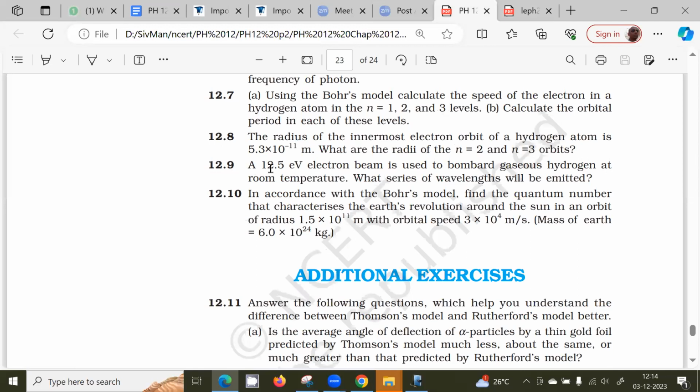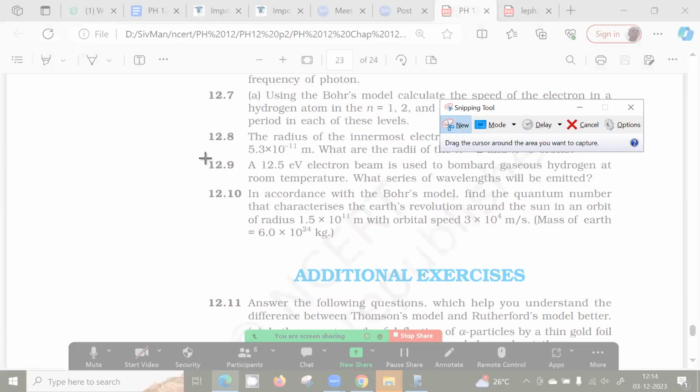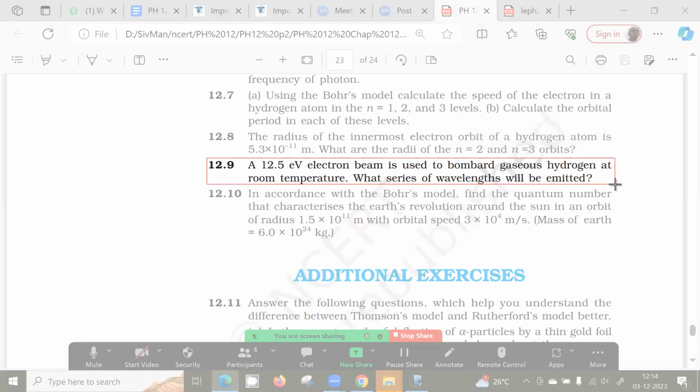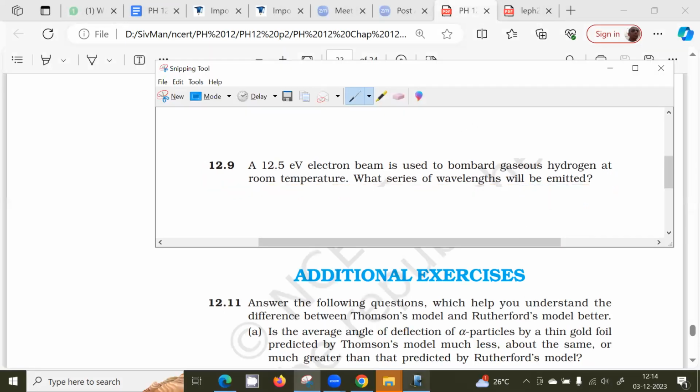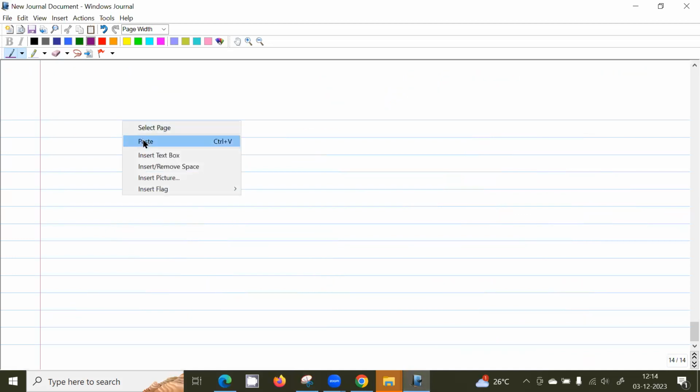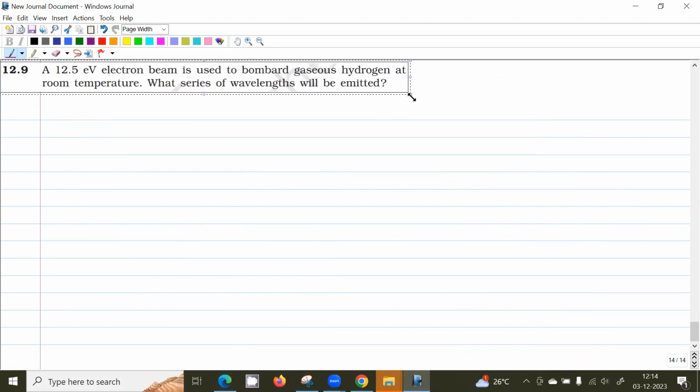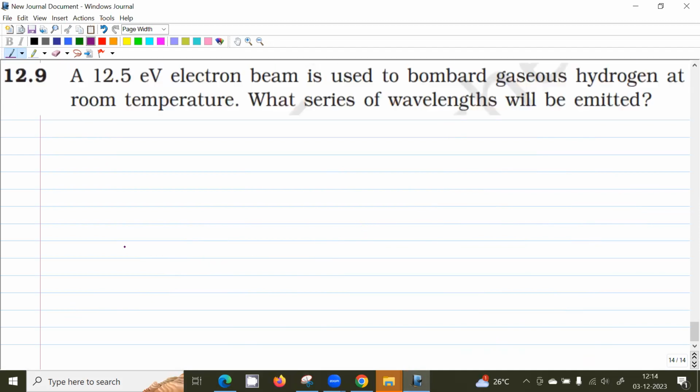Okay, next one. This is a little bit simple logic. 12.9. So the electron beam energy is this one. It bombards gaseous hydrogen, so a hydrogen atom: a single proton and a single electron. When nothing is happening, the electron will be in the ground state, n equal to 1.